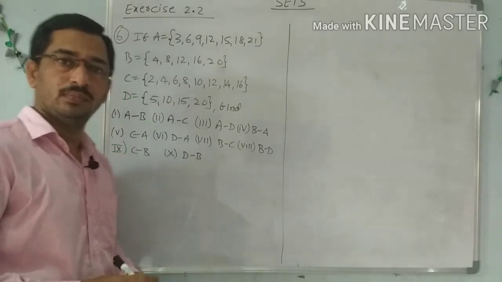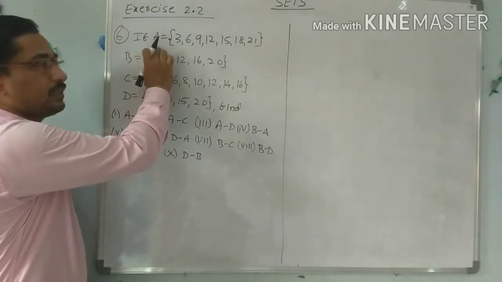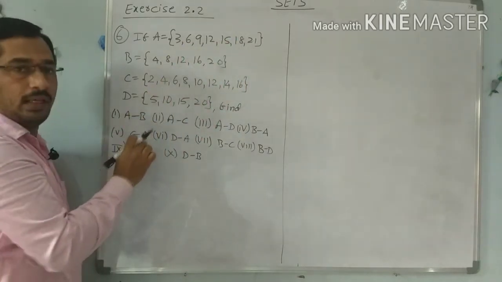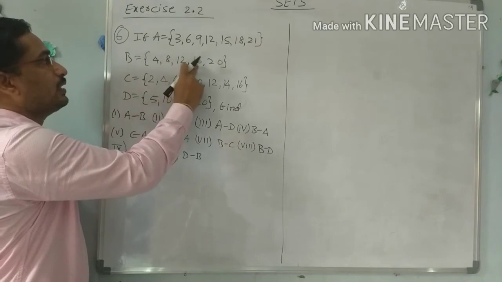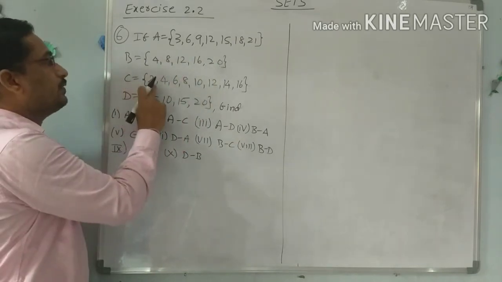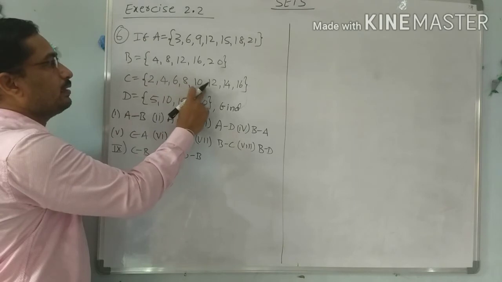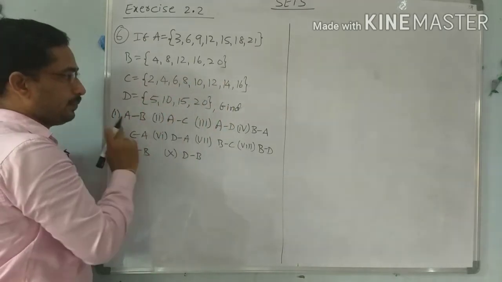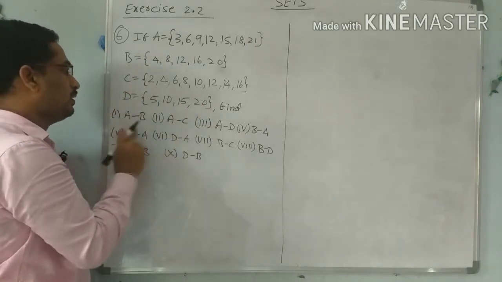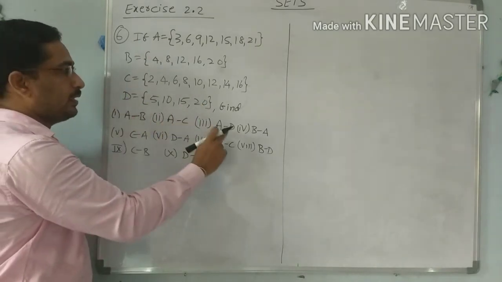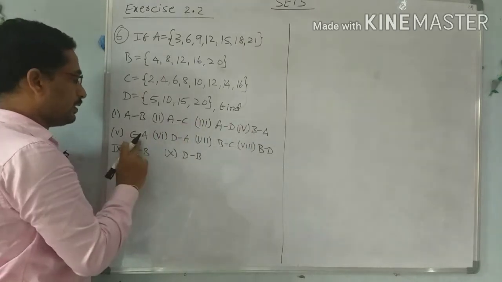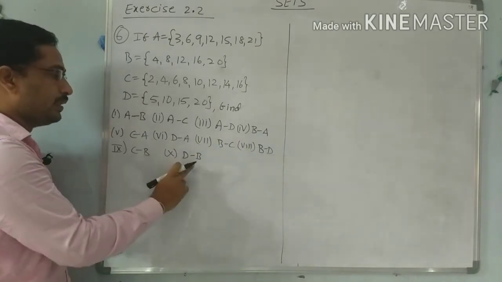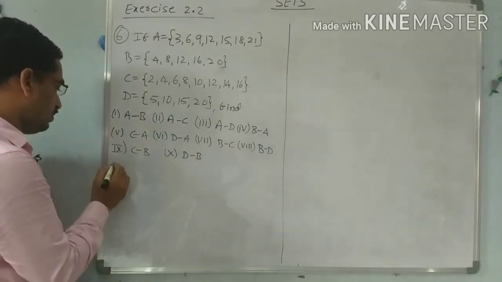Now the sixth problem. If A is the given set 3, 6, 9, 12, 15, 18, 21 and B is 4, 8, 12, 16, 20, C is given as 2, 4, 6, 8, 10, 12, 14, 16 and D is 5, 10, 15, 20. So four sets are given. We have to find A minus B, A minus C, A minus D, B minus A, C minus A, D minus A, B minus C, B minus D, C minus B and D minus B. Now solve one by one.